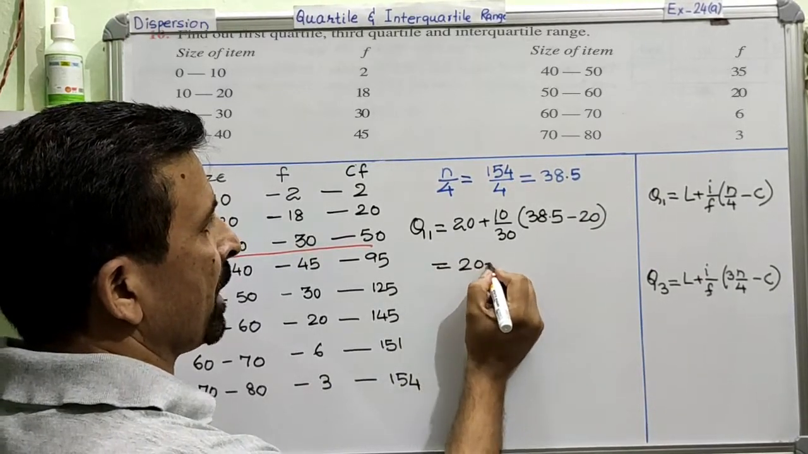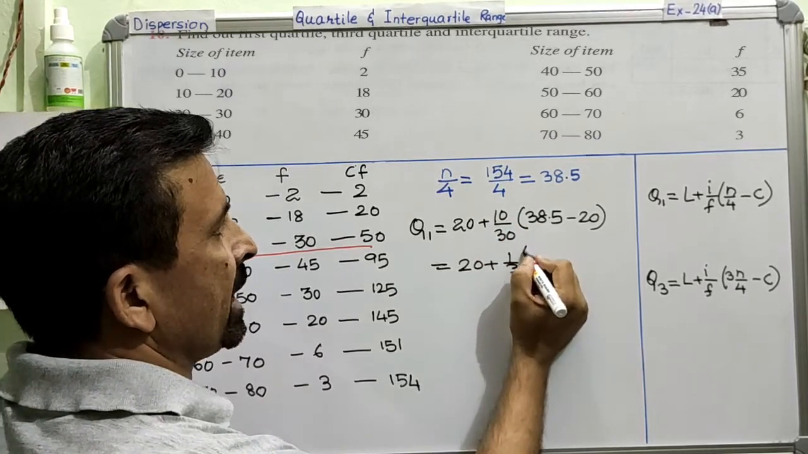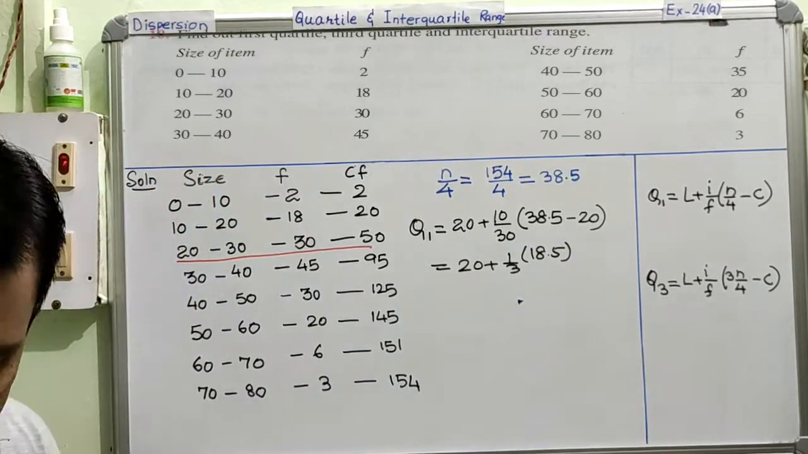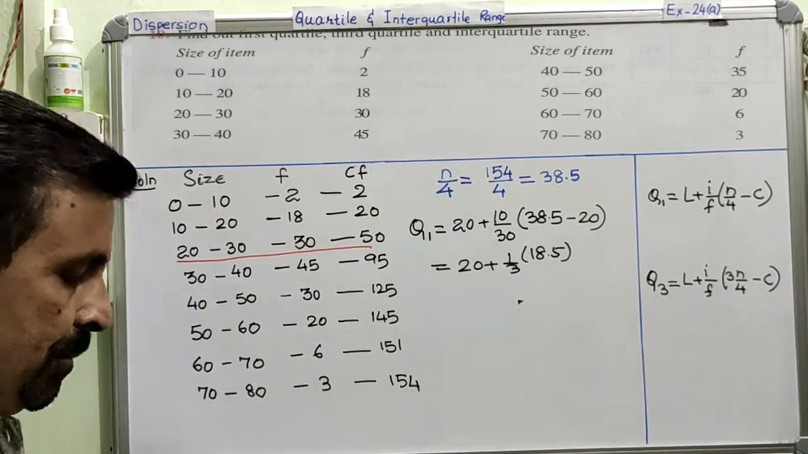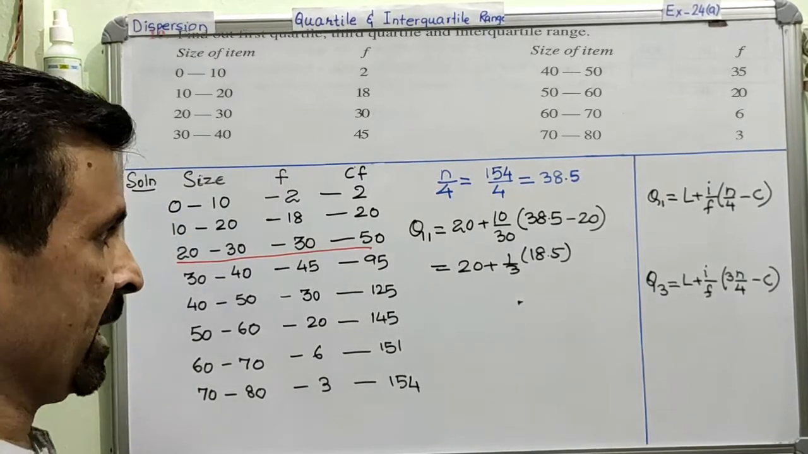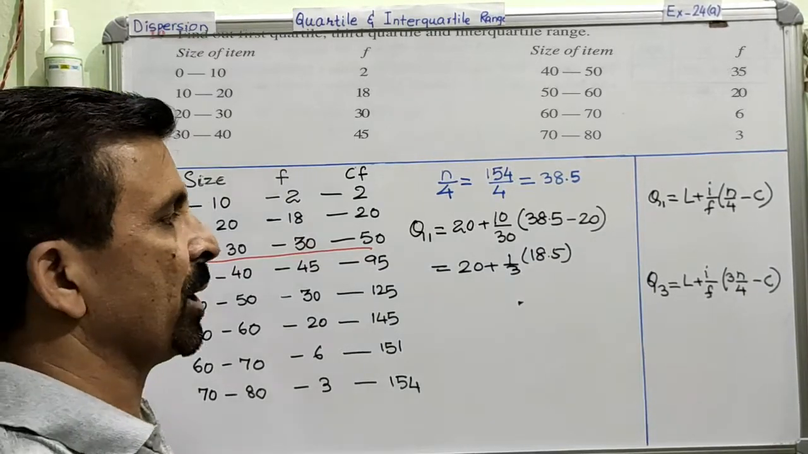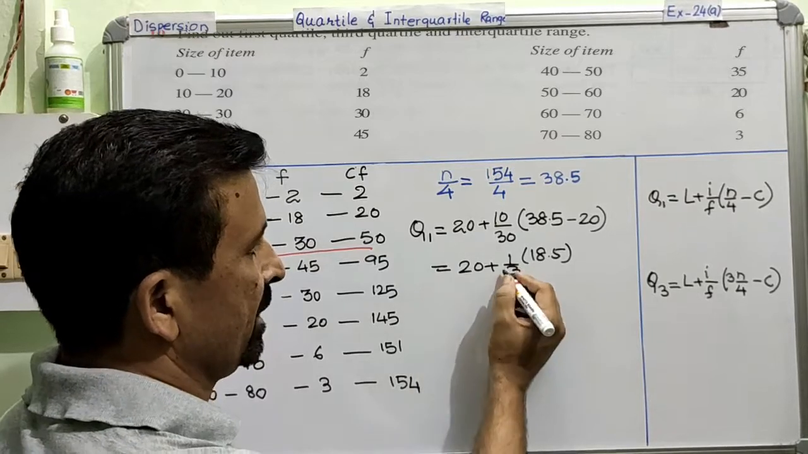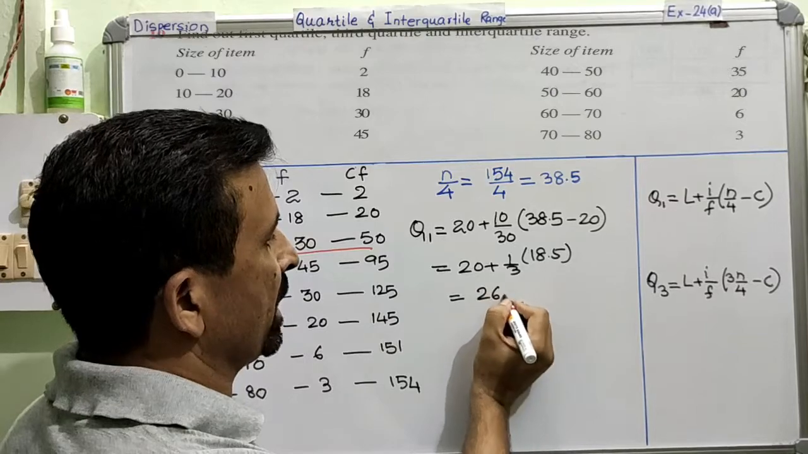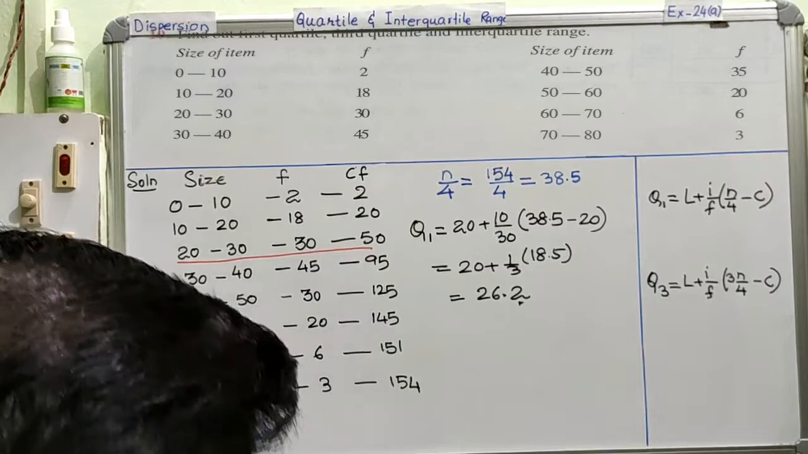Now we can simplify and get the answer. So 20 plus 1 over 3, the 0s cancel. And then this becomes 18.5. So 18.5 divided by 3 comes to 6.1666, so 6.2 we can say. Therefore 20 plus 6.2 will become 26.2, and this becomes your Q1. Hope I could make you clear.